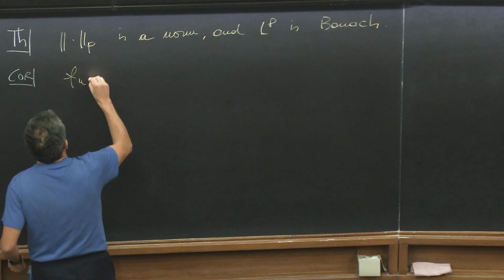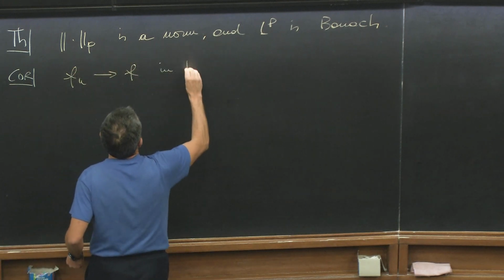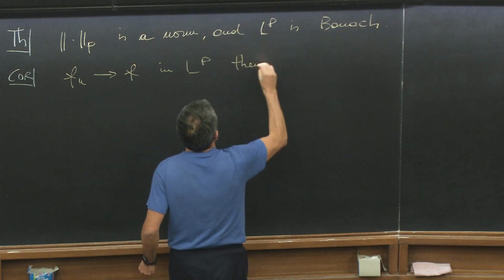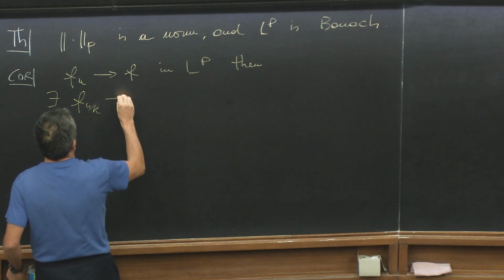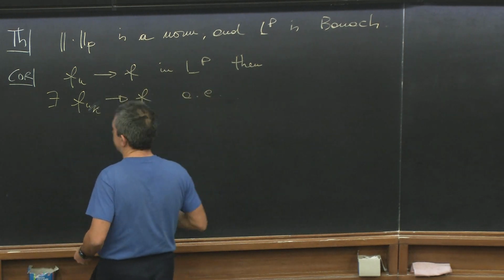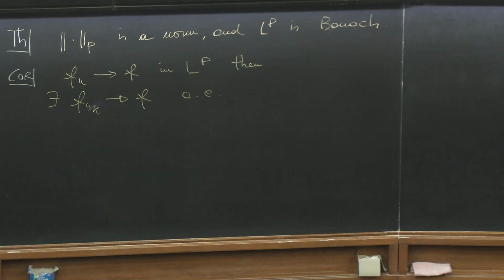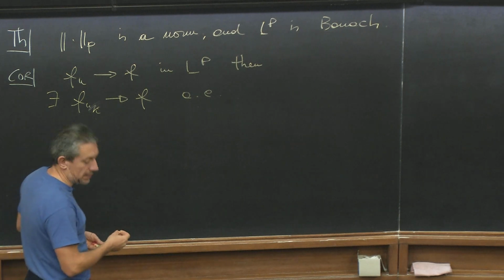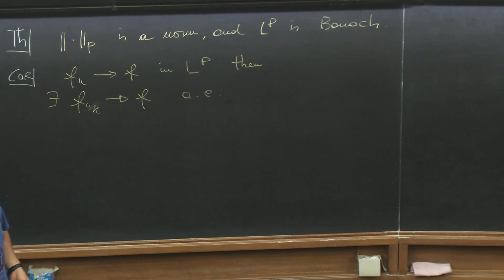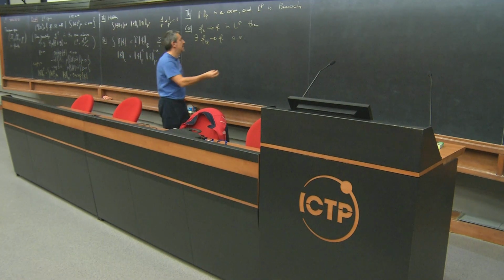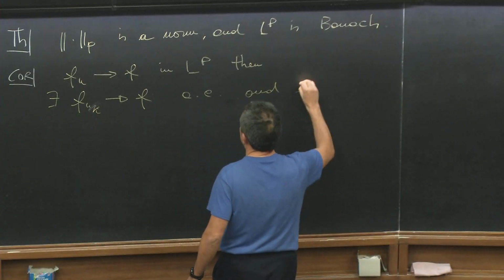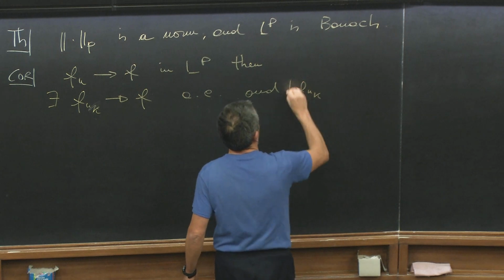Which is this: if f_n converges to f in L^p, then there exists f_{n_k}, a subsequence, converging to f almost everywhere. And moreover, the f_{n_k} are uniformly bounded by a function in L^p.